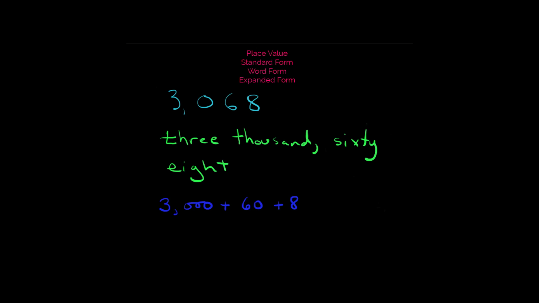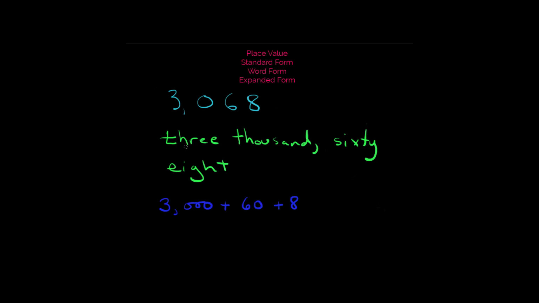So 3,068. So you can hopefully see how the 0 is still assumed, but we don't have to say 0 hundreds 68. We just write it without that. Okay, and then the same thing, we're going to skip over it when we do our expanded form.